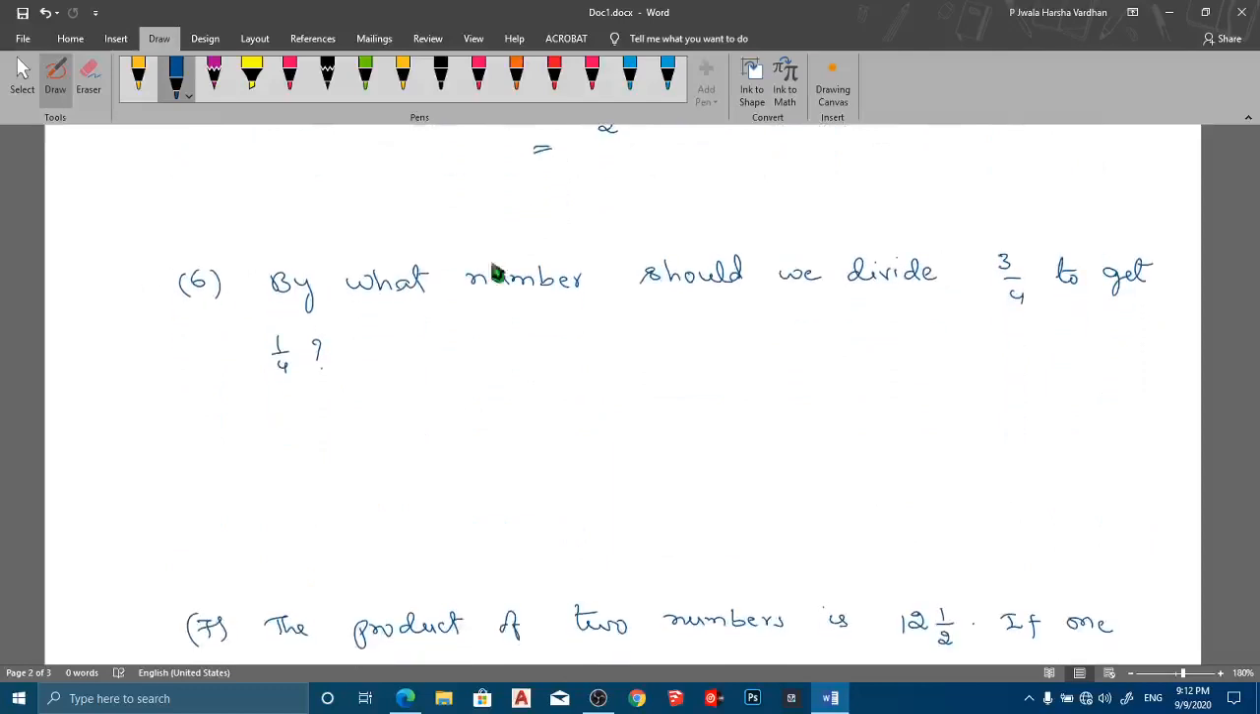Next, by what number should we divide 3 by 4 to get 1 by 4? By what number means I am taking it as x. By what number should we divide 3 by 4 to get 1 by 4? So this is also, you can find the x value.